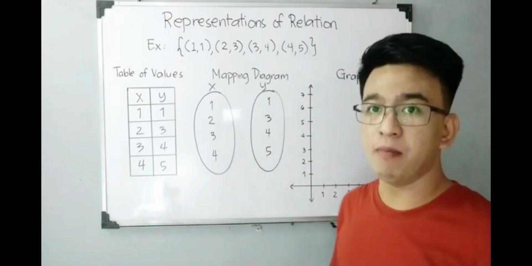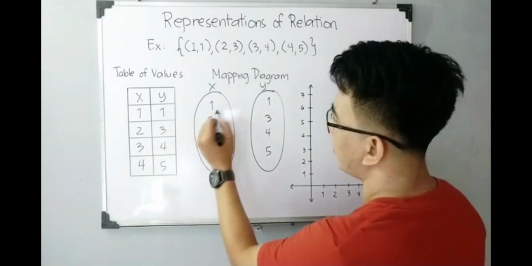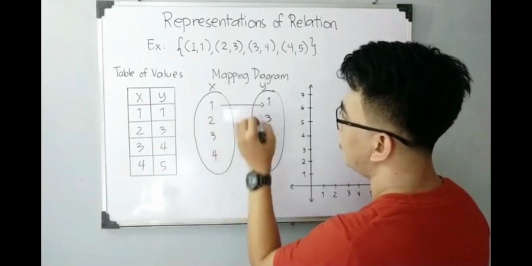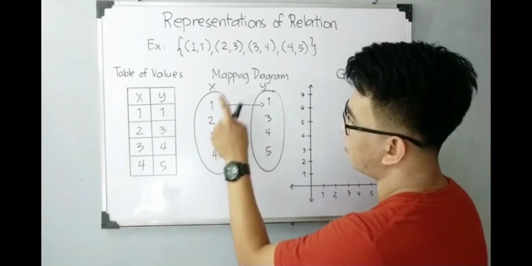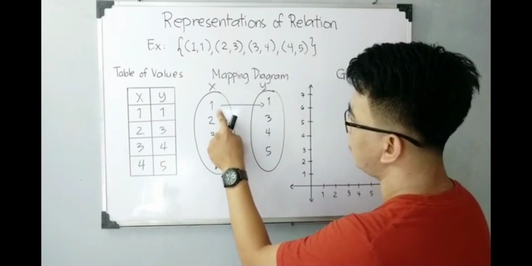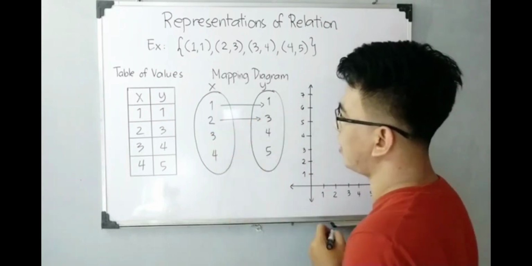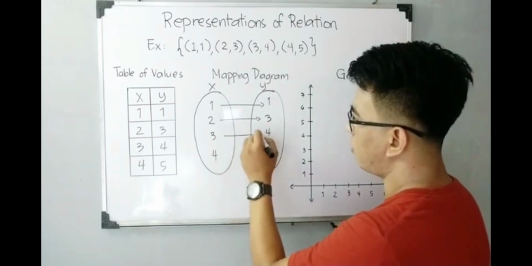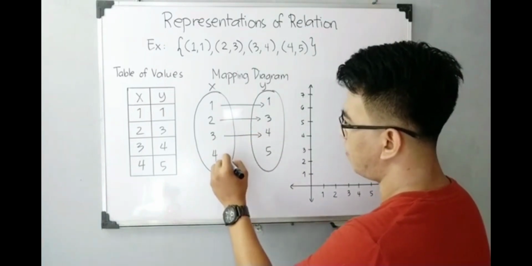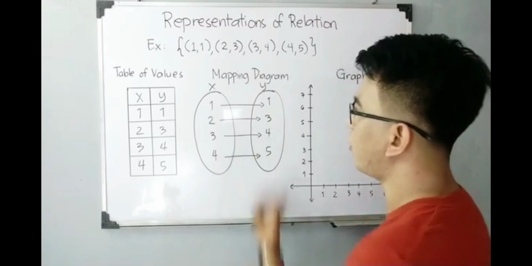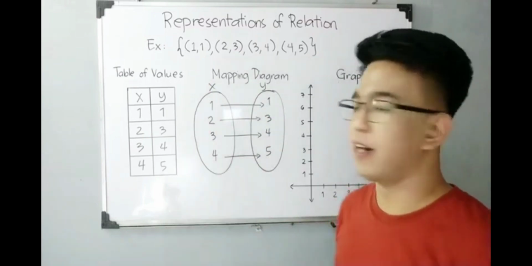And para makompleto ko yung mapping diagram natin, kailangan yung correspondence niya nakatapat sa kanila rito. From your input or your x value papunta sa y value. And then ito naman, since ka-partner niya si 3, this is 3 to 4, and then 4 corresponds to 5. Ito yung tinatawag nating mapping diagram.